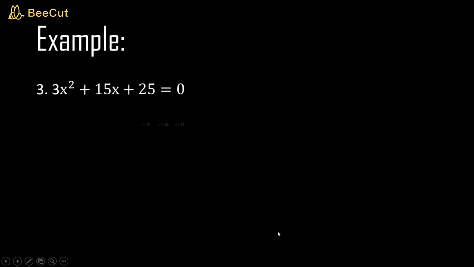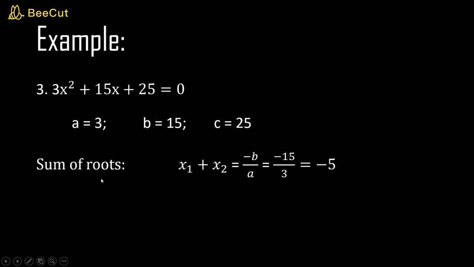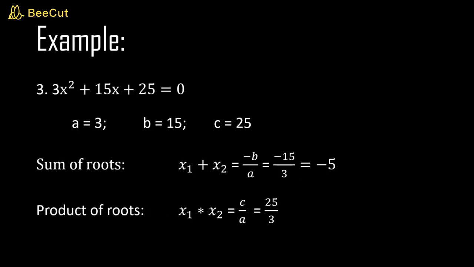For the third example, 3x squared plus 15x plus 25. Again, write the corresponding values. To find the sum of roots, simply plug in the values: -15 over 3, which is equal to -5. And for the product of roots, simply plug in the values. It is equal to 25 over 3.